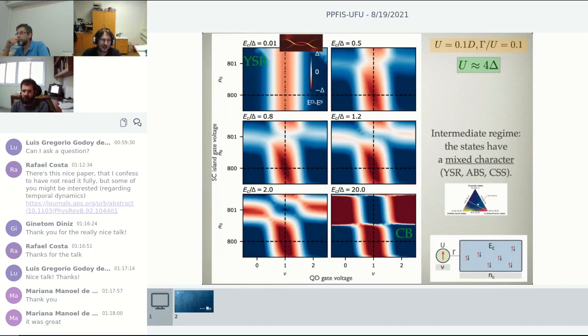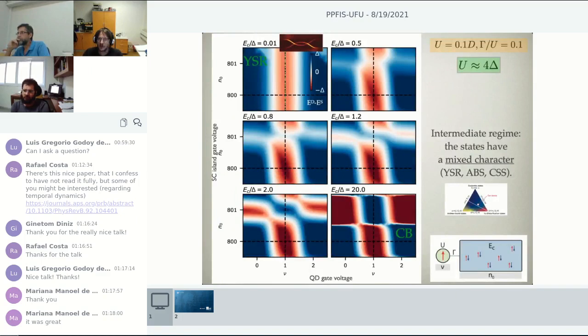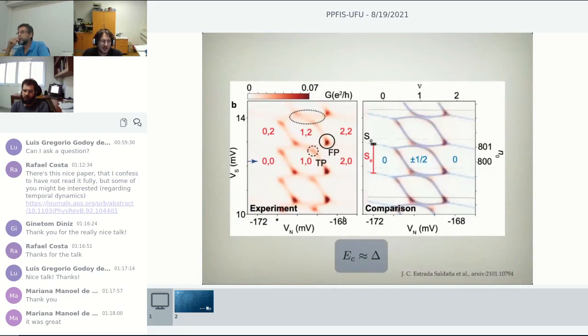And then we use this tool to compare against actual experimental measurements in these systems. So this is now an experimental phase diagram as a function of gate voltages on the electrodes, so basically this direction is controlling the number of electrons on the quantum dot and this one on the superconductor.